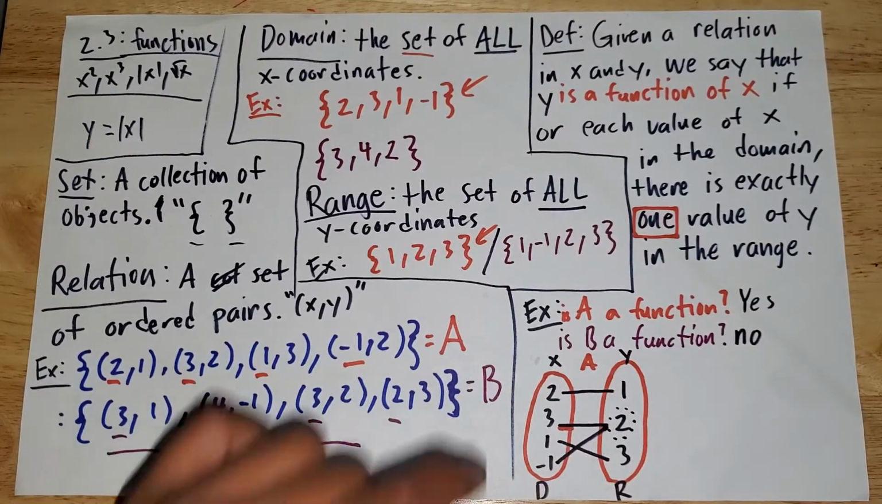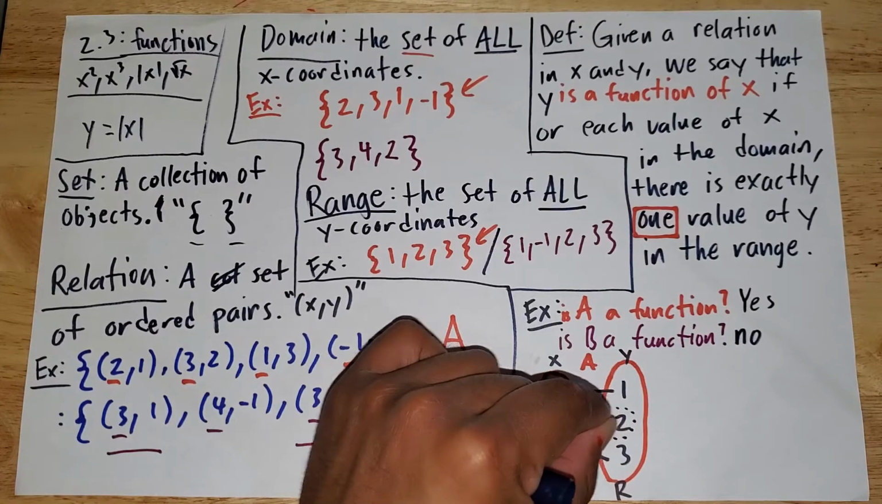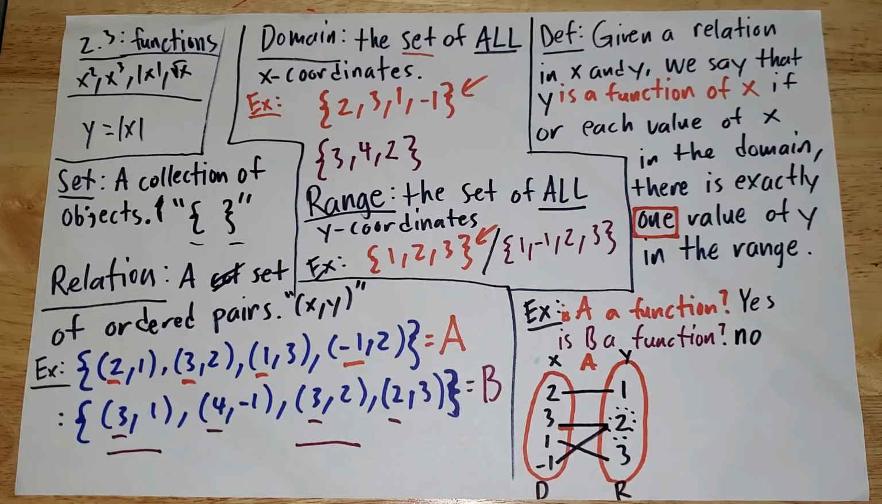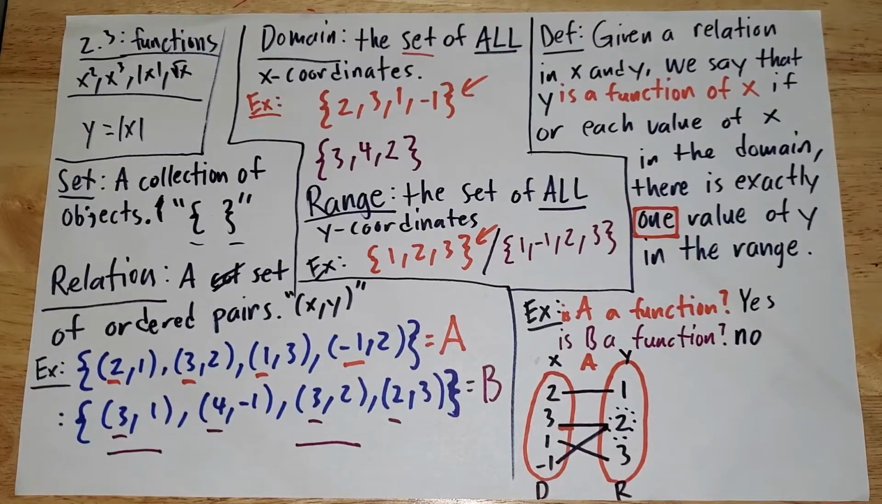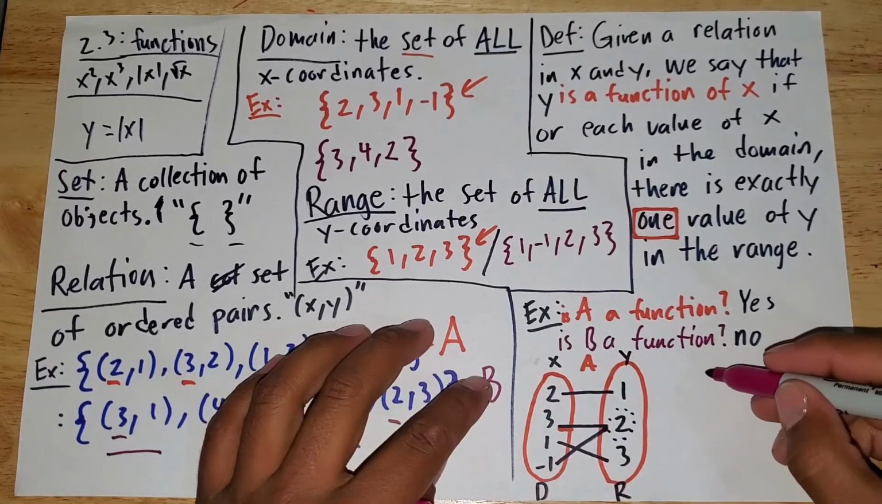Even though 2 are going to the same one, that's perfectly fine. It's in the wording. It's going to the same 1. So it's only going to one of them. That's why this is okay. You can have all of these go to 1, and that would be perfectly fine. Whereas for B, let's draw that one.